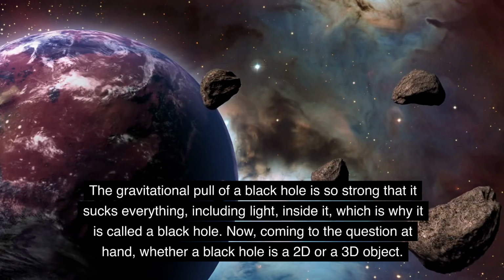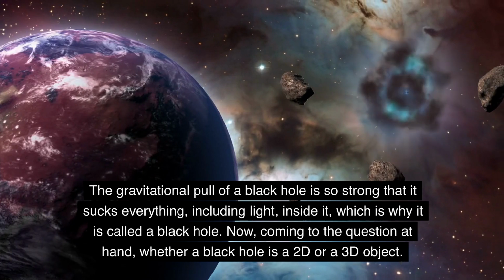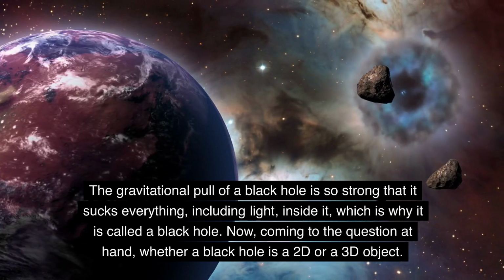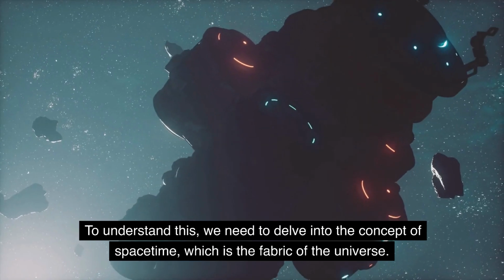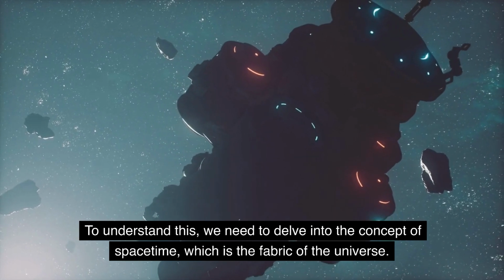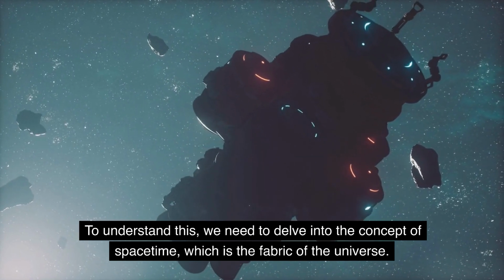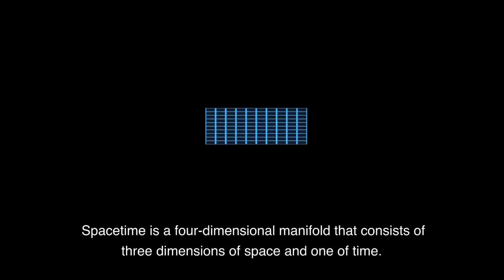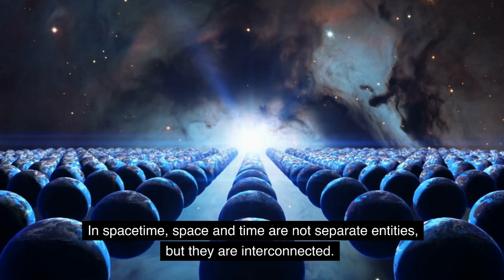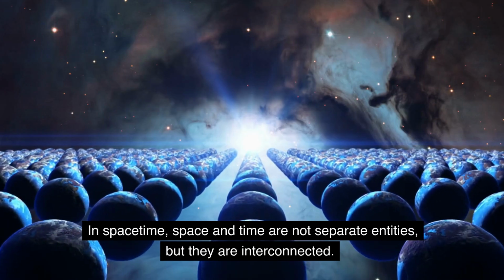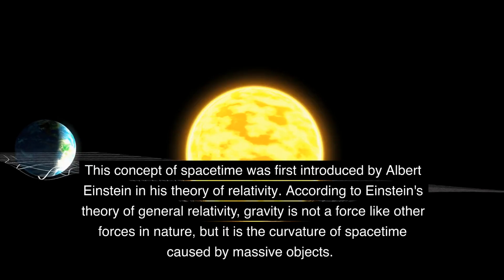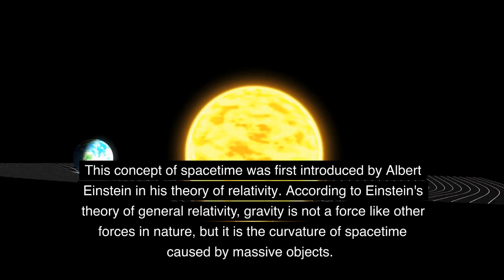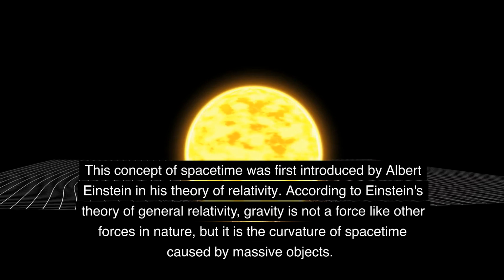Now, coming to the question at hand, whether a black hole is a 2D or a 3D object. To understand this, we need to delve into the concept of spacetime, which is the fabric of the universe. Spacetime is a four-dimensional manifold that consists of three dimensions of space and one of time. In spacetime, space and time are not separate entities, but they are interconnected. This concept of spacetime was first introduced by Albert Einstein in his theory of relativity.